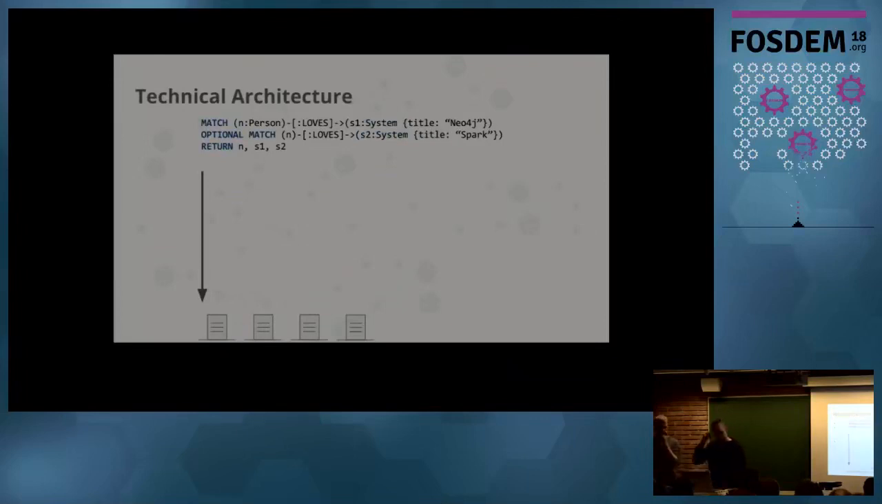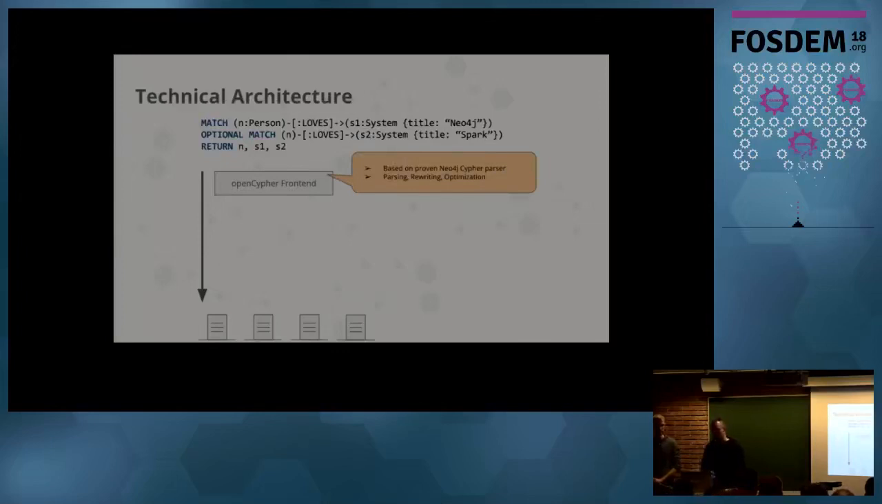Okay, so let's get a bit more technical. What's the architecture? As you see on the top, this is a regular Cypher query. It's just looking for a person who loves a specific system, in this case Neo4j, and there's an optional match, so this person might also love Spark. And we want to return the person and the two systems.